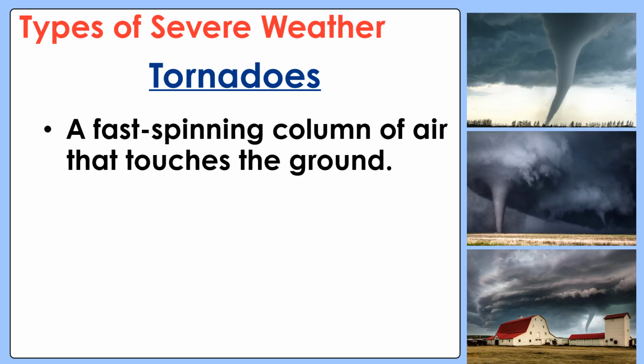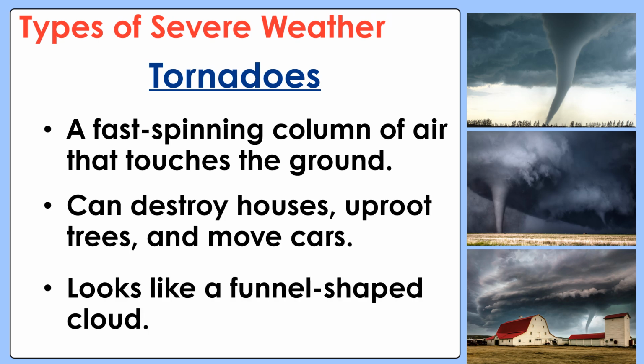Tornadoes. A fast spinning column of air that touches the ground. Can destroy houses, uproot trees, and move cars. Looks like a funnel-shaped cloud.